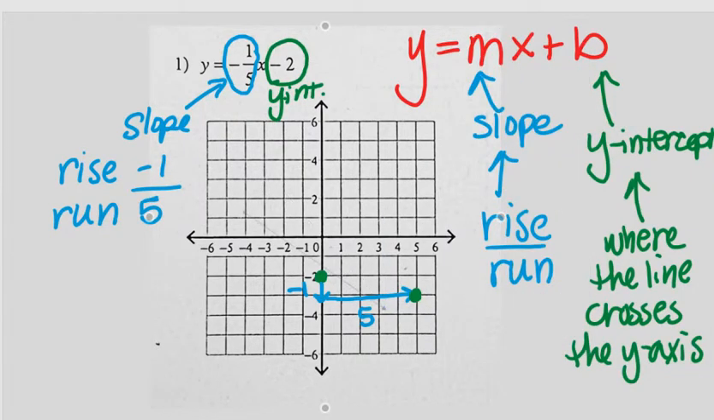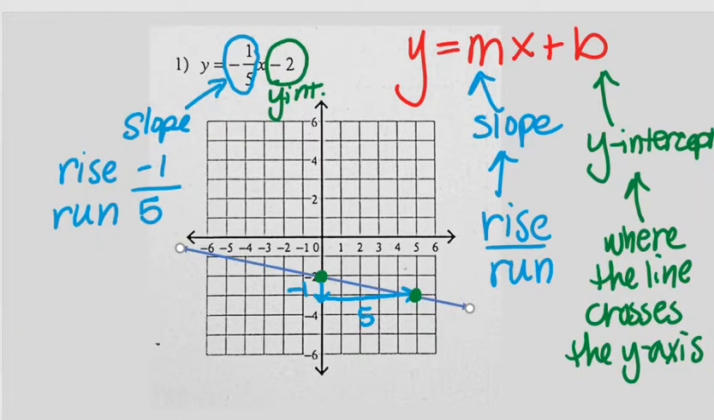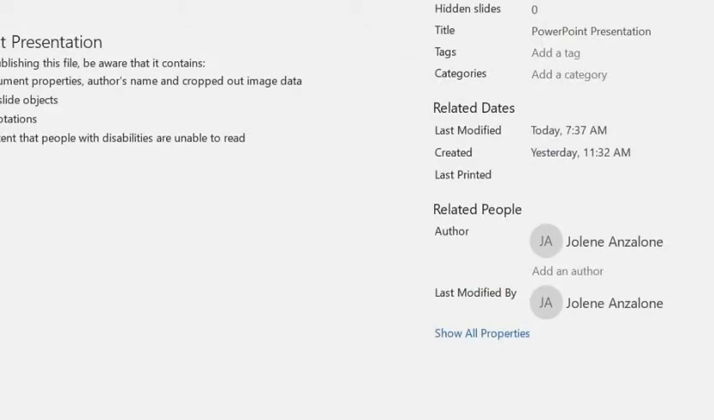Let me get my line here. And then you're going to draw a line connecting your 2 points. Let me make my line thicker here. There we go. So that would be my line.